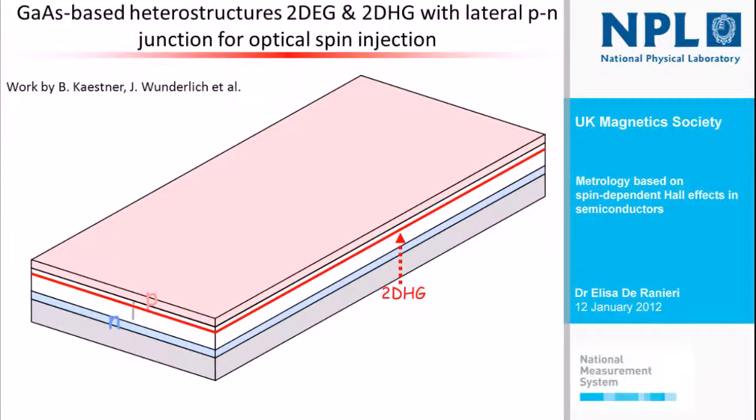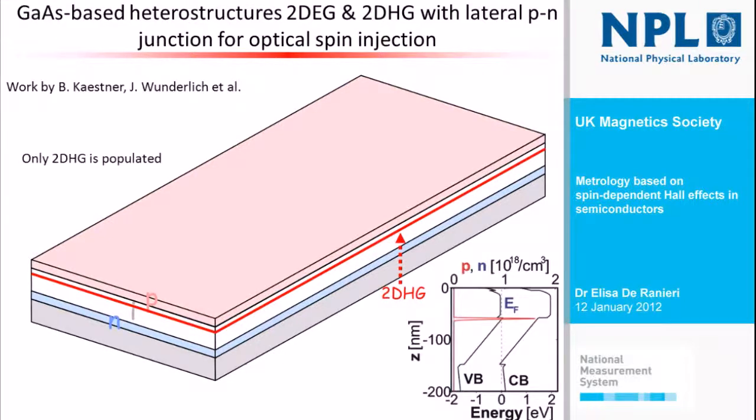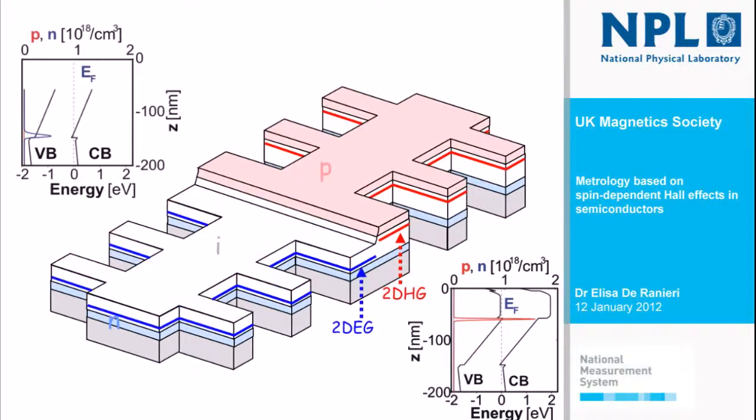This is based on previous work that was done by Bernd Kästner, who is now at PTB, and Jörg Wunderlich. So we have this gallium arsenide well, which is sandwiched between two aluminium gallium arsenide barriers, and on one side the AlGaAs is doped p-type, on the other side it is doped n-type. In the as-grown layer, you only have the two-dimensional electron gas populated here at the top, and then you pattern your structure, and if you remove selectively part of the top layer, you can now populate the bottom two-dimensional electron gas, effectively having a coplanar p-n junction in this region.